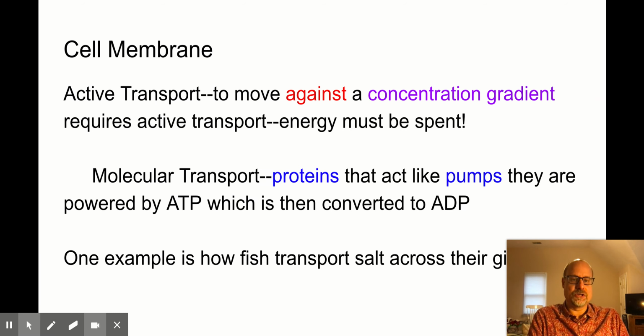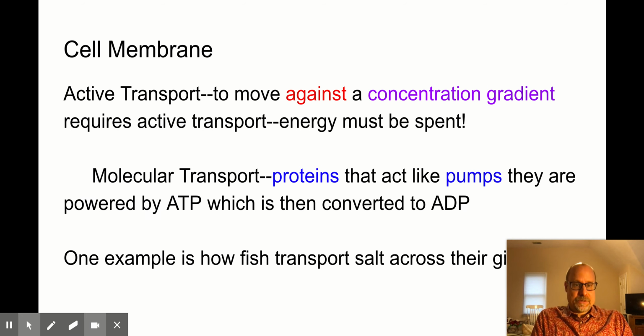to climb that concentration gradient, to go from a spot where there's very little salt to a spot where there's a bunch of salt. Those salt molecules would have to travel against the gradient. They're not going to do that on their own. You have to spend energy.